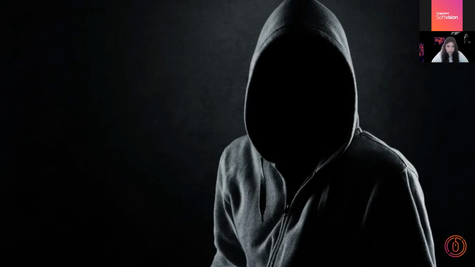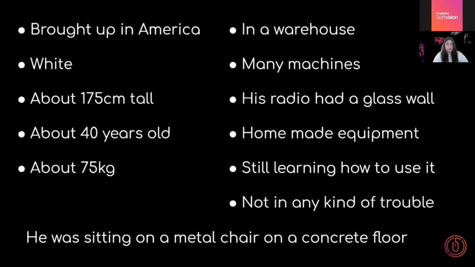The experts were even able to determine that he was sitting on a metal chair on a concrete floor during every call he made. So those are all the pieces of information about the profile that Rita and her team could tell about the prank caller. Of course, there is more, but that's what is known to the general public.